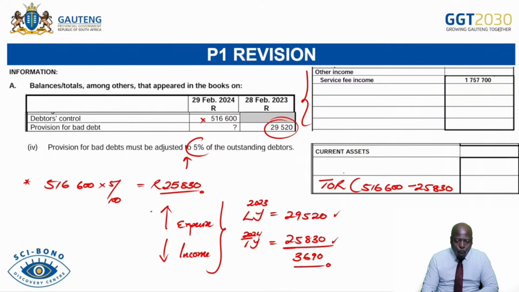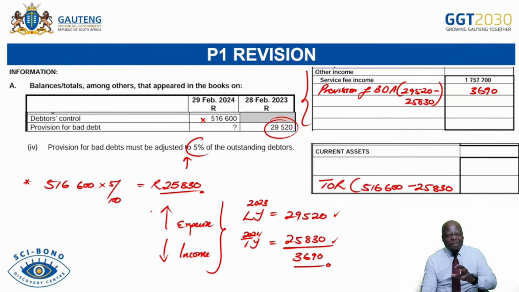It has gone down. Once it has decreased, then we're dealing with income. So I'm going to come here and I'm going to say provision for bad debts adjustment. I'm going to show my calculation that I'm saying 29,520 minus, I'm going to subtract my 25,830, and then I'm going to end up with 3,690. Forgive my bad handwriting.